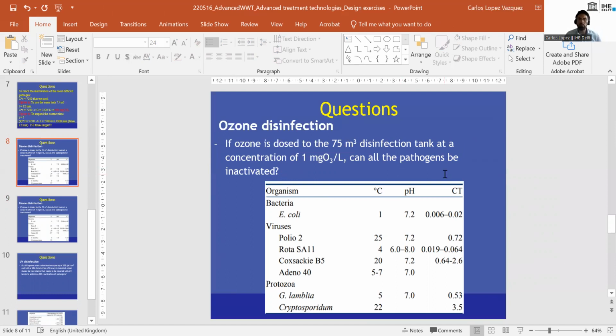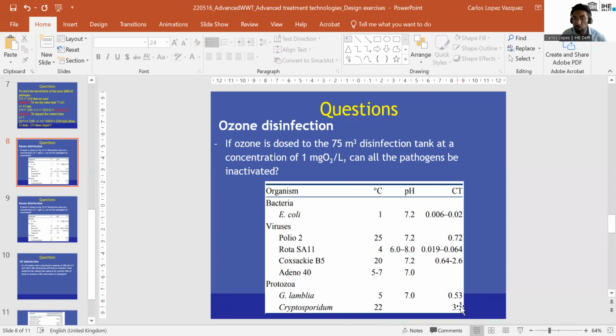For ozone, the CT of E. coli is 0.006 to 0.002. For viruses, 0.72, 0.064, Coxsackie B5, 2.6, or Cryptosporidium, that is the most difficult one, 3.5. This is a CT for ozone.